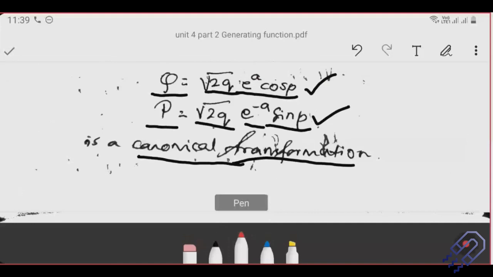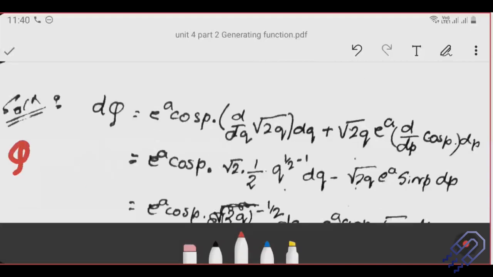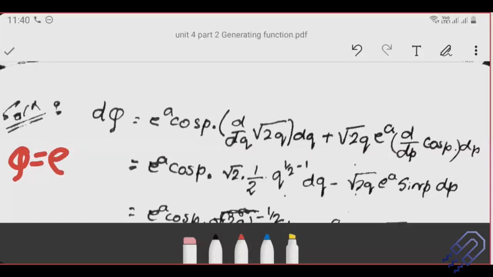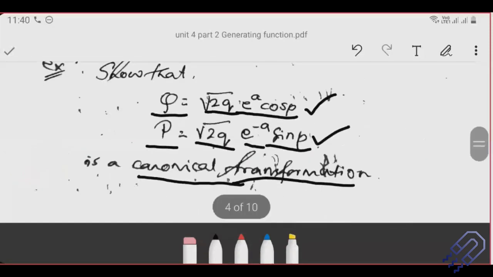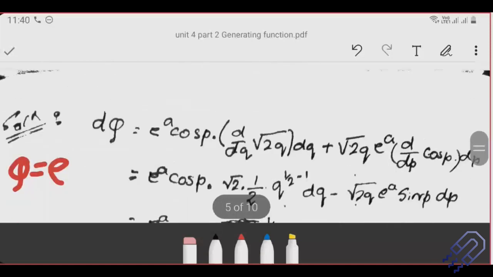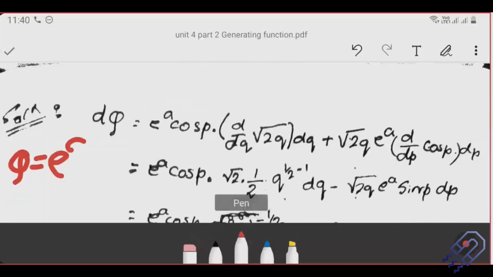So you know it's already written, right? What is my Q? Q is root over 2q e to the power a cos p. Let's find out the dQ of this. This is actually simple. So Q is equal to root over 2q e to the power a cos p, so this is what is given to be Q.